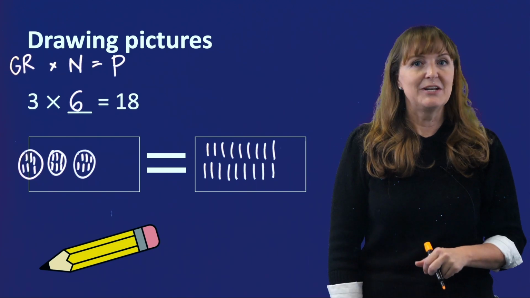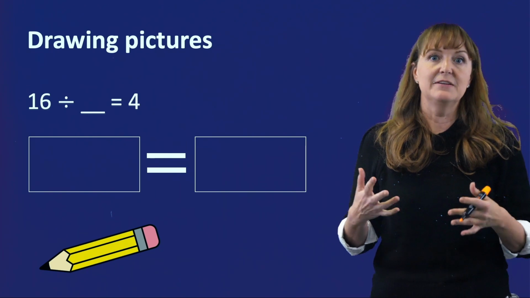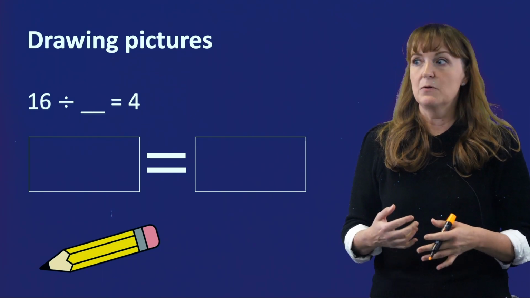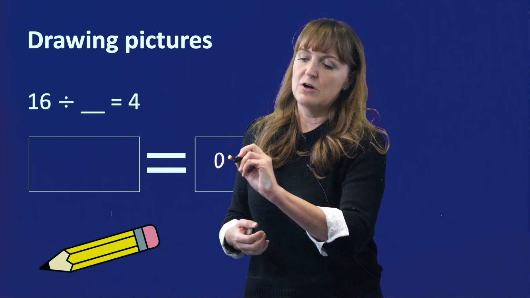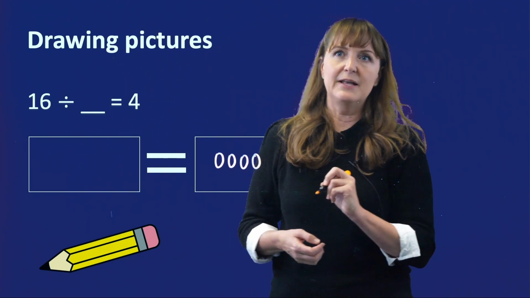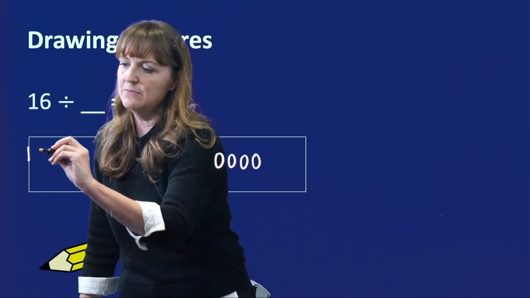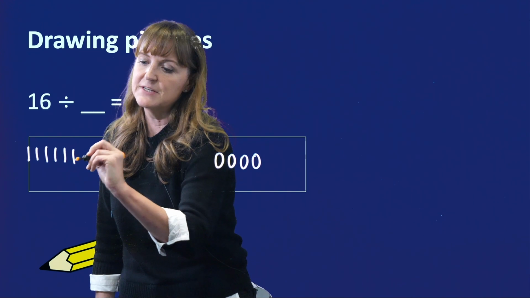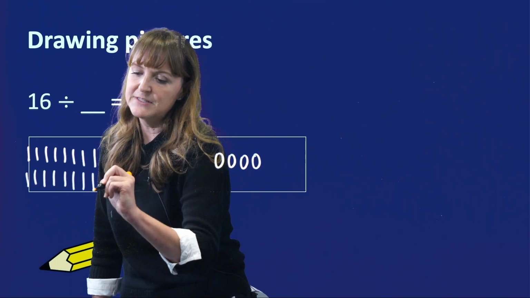Let's go ahead and look at a division example. Now let's look at this division equation. 16 divided by something equals 4. Now I know over here I need to have 4. I'm going to go ahead and just draw 4 real quickly like that. And over here I have 16 of something. So I'm going to go ahead and draw 16. 1, 2, 3, 4, 5, 6, 7, 8, 9, 10, 11, 12, 13, 14, 15, 16.